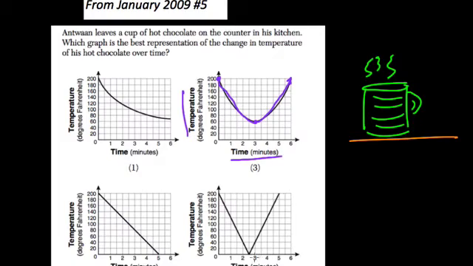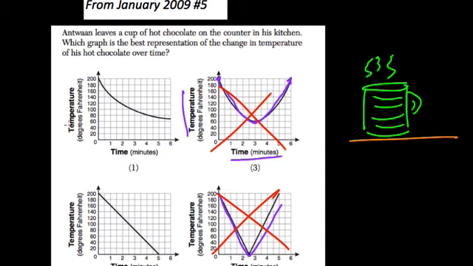And here, the same thing is true in the fourth choice. This one as well. Over time, your liquid decreases in temperature and then increases. And that's not what's going to happen, right? It's going to continually decrease over time. So I want to cross those two out.